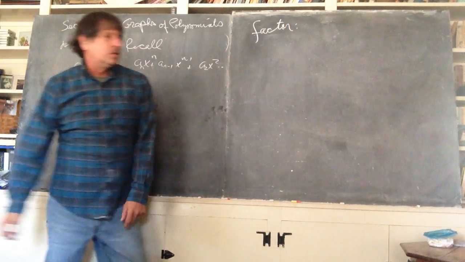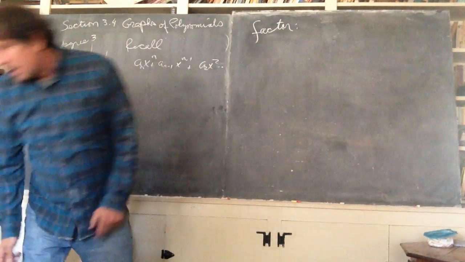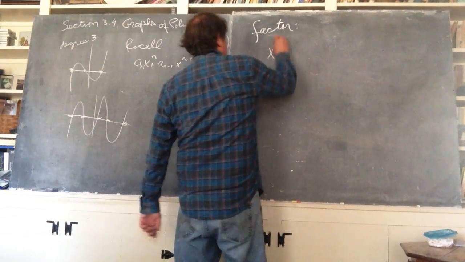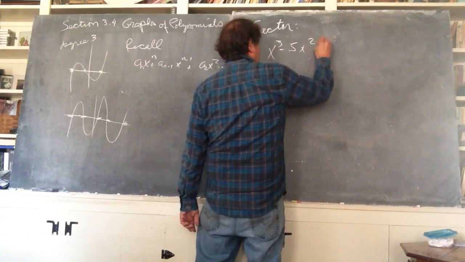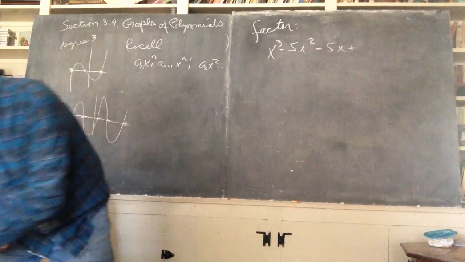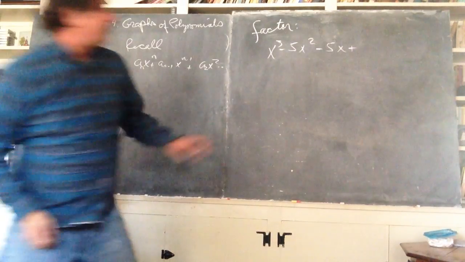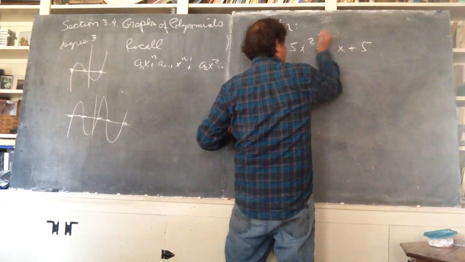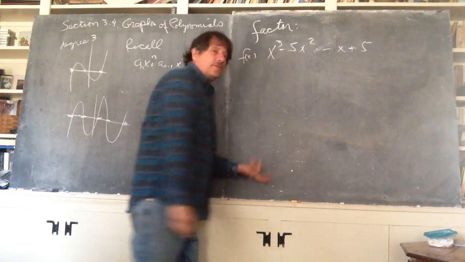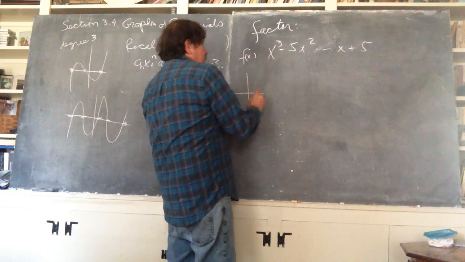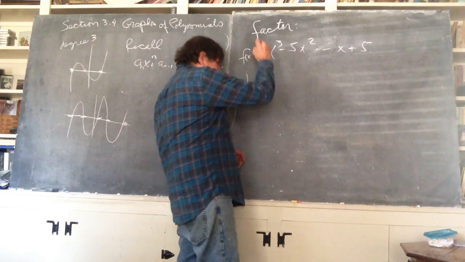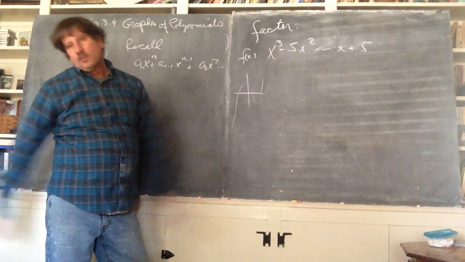Suppose you have a polynomial, x cubed minus 5x squared minus x plus 5. I'm sorry about that, I think I screwed up. Yeah, just like so. Suppose you have a polynomial like that, and you want to find the zeros. First off, this thing is going to start way down here and looks something like that. You want to find those 3 zeros.